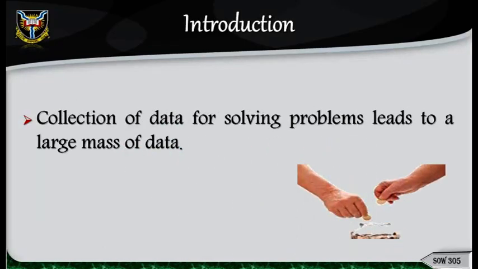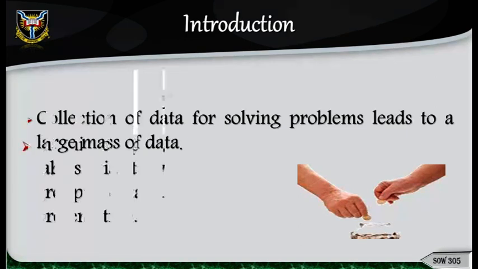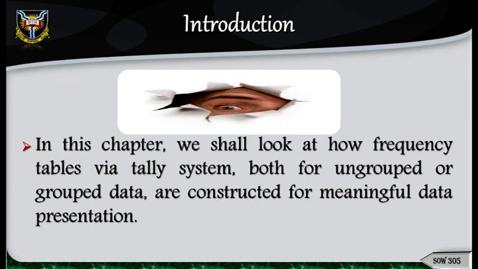Collection of data for solving problems leads to a large mass of data. In its original, unprocessed state, data so collected appear meaningless. They need to be condensed or understandably presented before they can be of much use. In this chapter, we shall look at how frequency tables via tally system, both for ungrouped or grouped data, are constructed for meaningful data presentation.